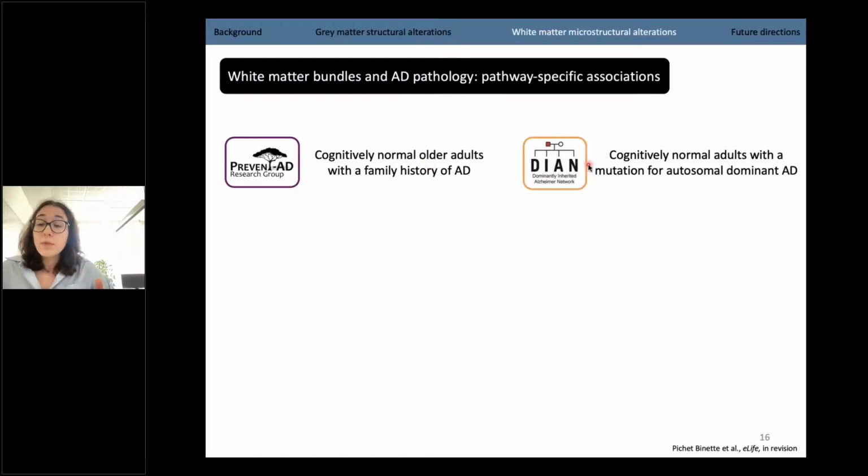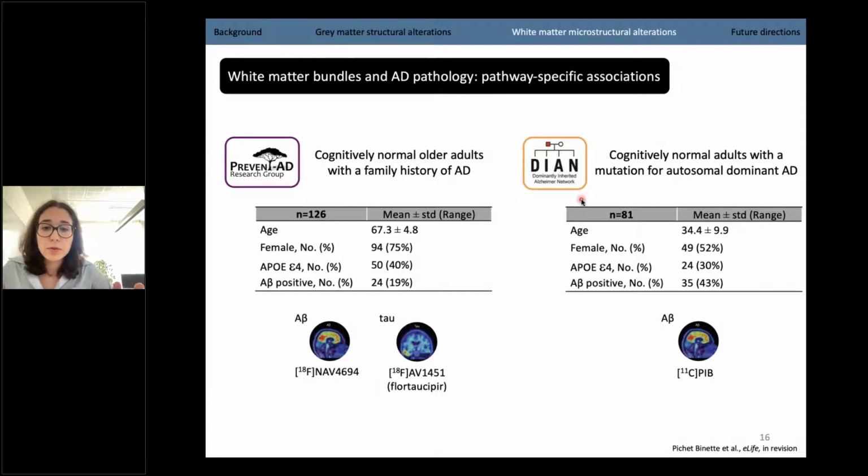And on the other side, we wanted to look at mutation carriers of this familial form of Alzheimer's disease to see if in both forms we might see similar results. And for that, we had access to the DIAN consortium data. A key difference between those two cohorts is that in DIAN, participants are much younger due to the etiology of the disease that starts very early in life. And there's also a greater proportion of people who are amyloid positive in DIAN.